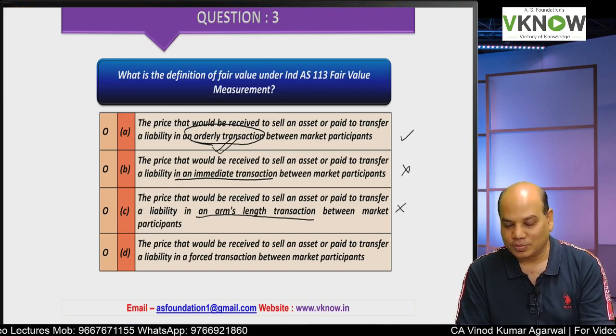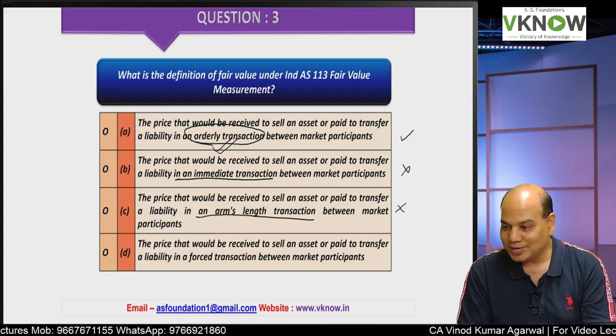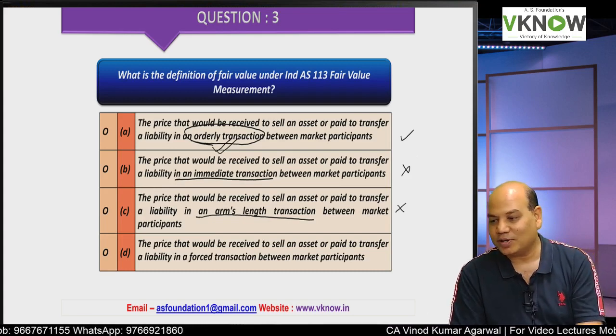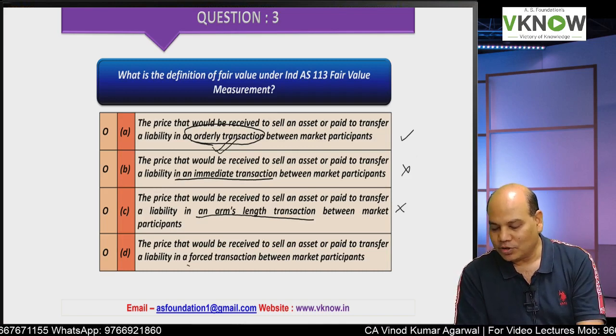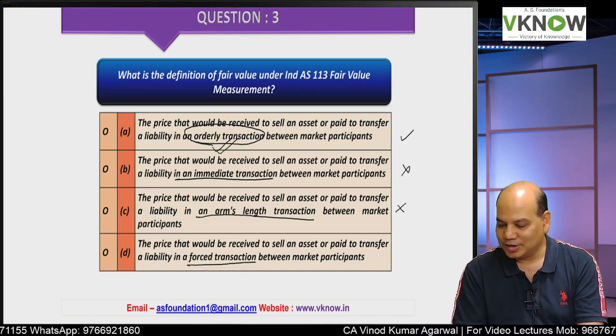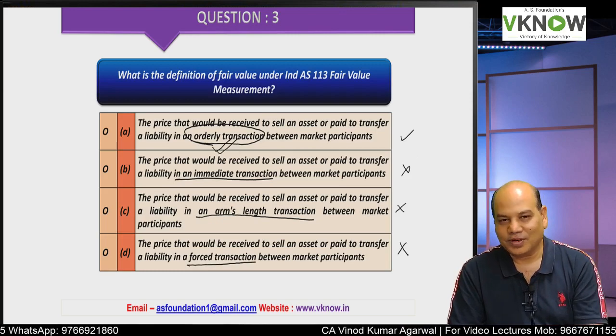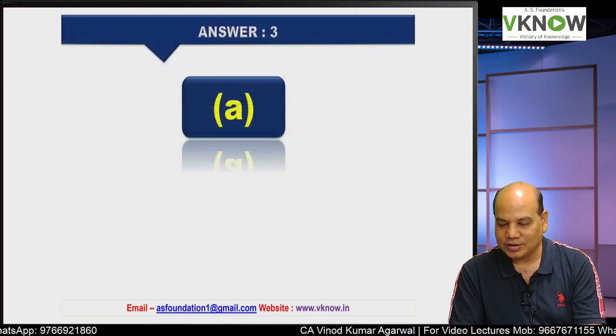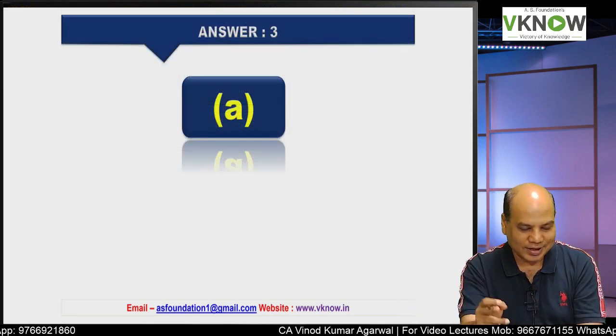We have grown up. Now point number D, the price that would be received to sell an asset or paid to transfer any liability in a forced transaction between market. This can never be fair value. So again the answer is A.